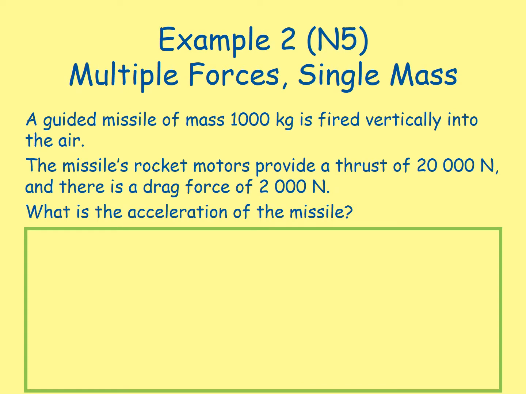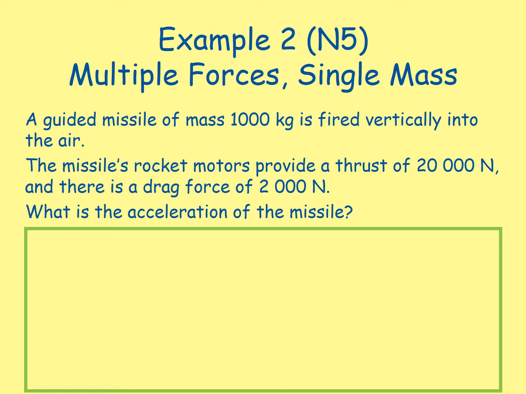Here is another National 5 level example, but this time there are multiple forces and a single mass. A guided missile of mass 1,000 kilograms is fired vertically into the air. The missile's rocket motors provide a thrust of 20,000 newtons and there is a drag force of 2,000 newtons. What is the acceleration of the missile?